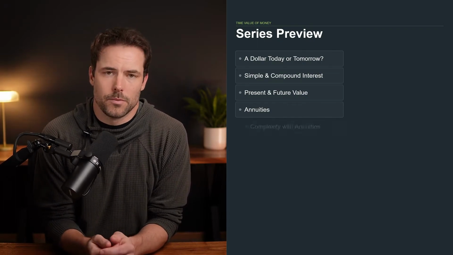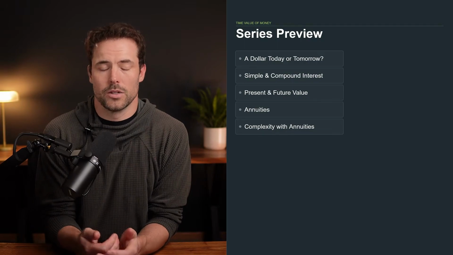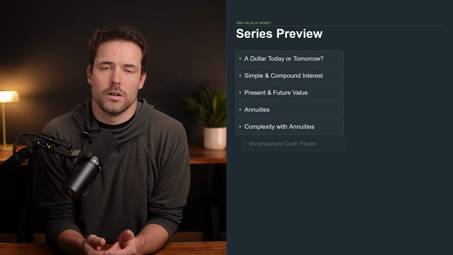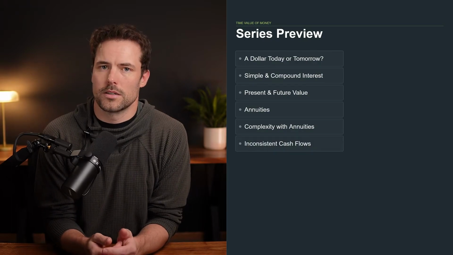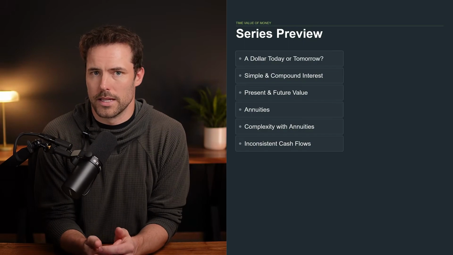From there, we'll add some complexity. We'll look at deferred annuities and examples where a single lump sum is combined with an annuity, including a practical bond pricing example. And then we'll move into uneven cash flows, which is where things start to look more like the real-world situations you'll encounter in corporate finance.